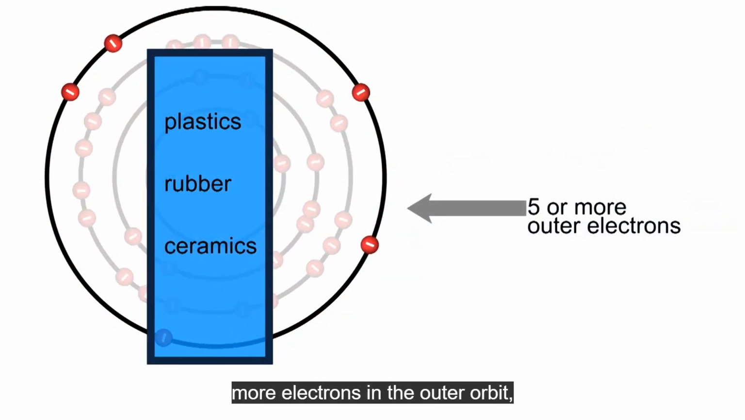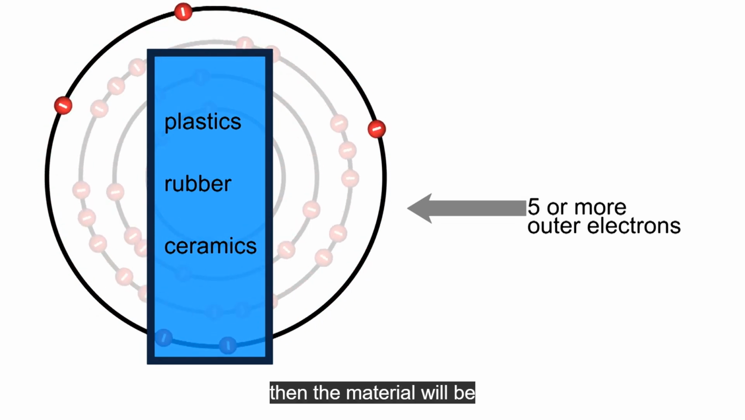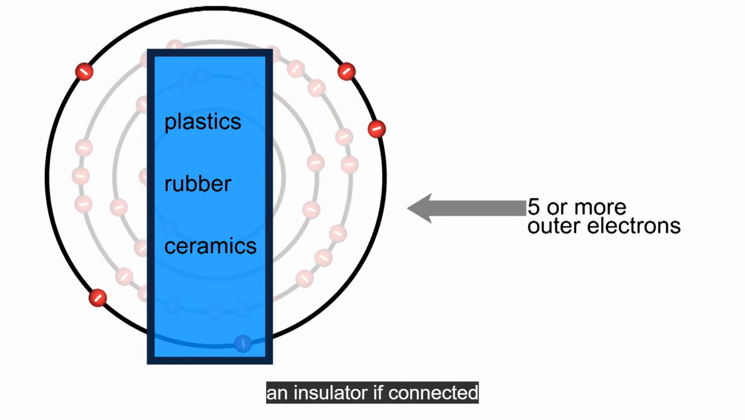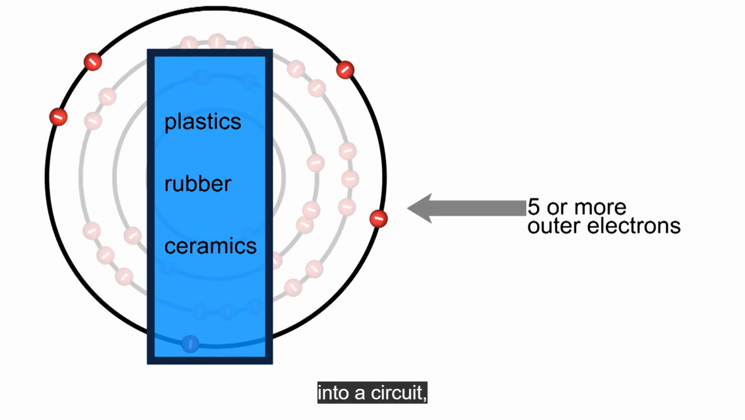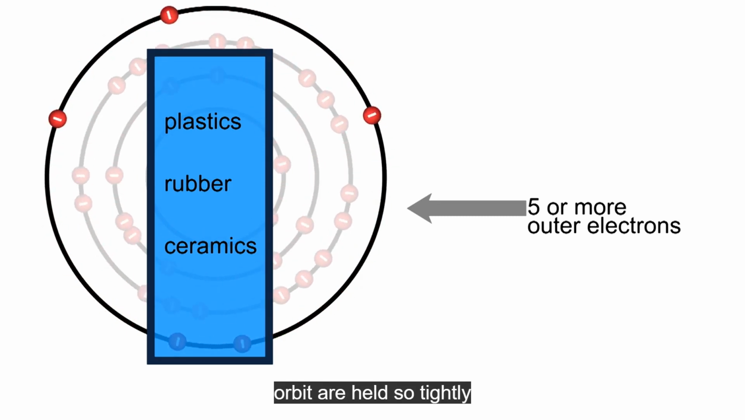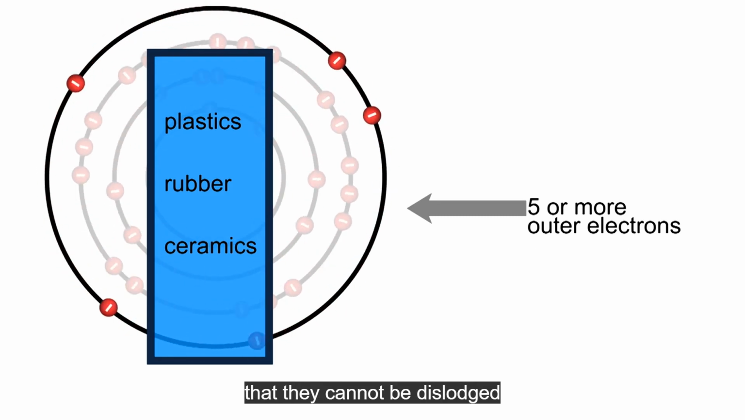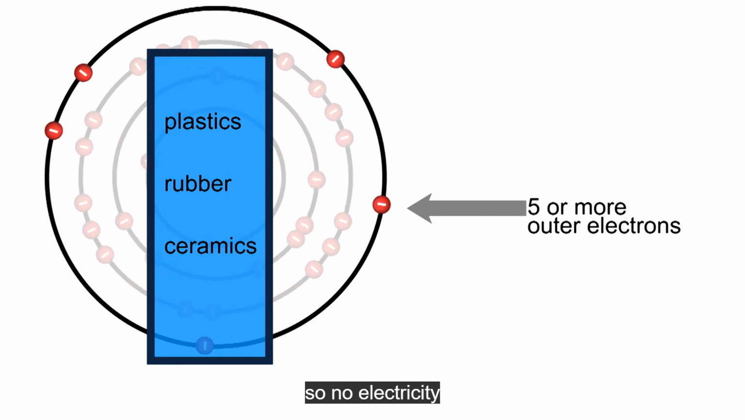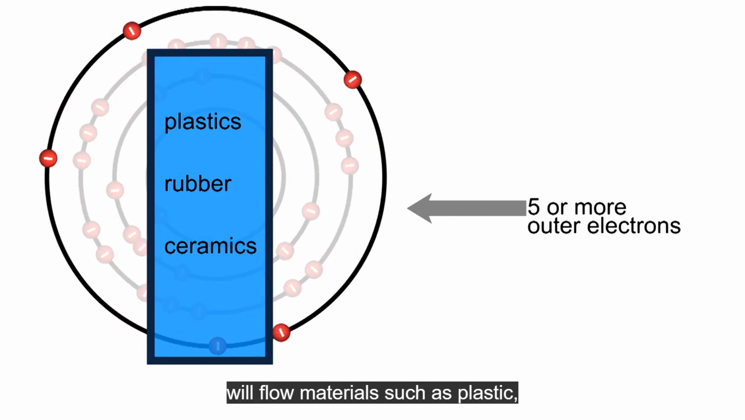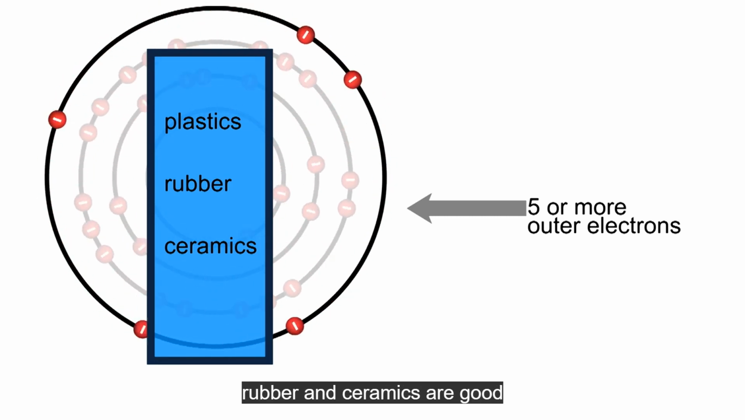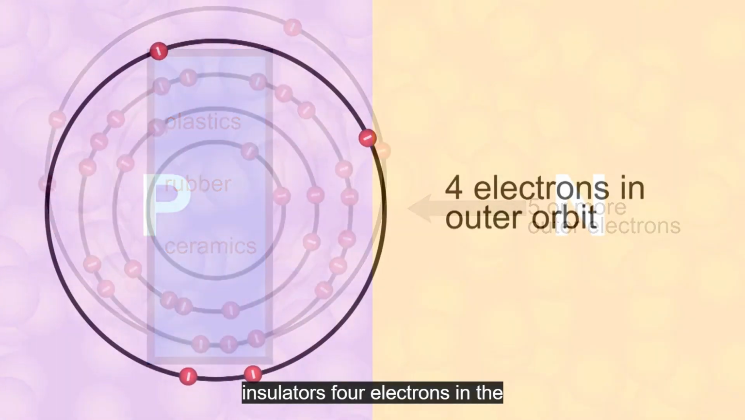If there are 5 or more electrons in the outer orbit, then the material will be an insulator. If connected into a circuit, the electrons in the outer orbit are held so tightly that they cannot be dislodged, so no electricity will flow. Materials such as plastic, rubber, and ceramics are good insulators.